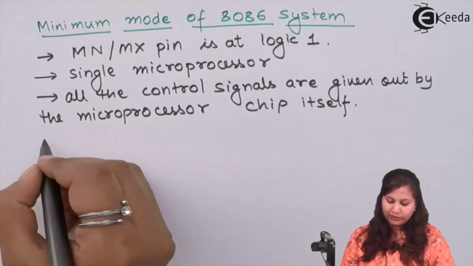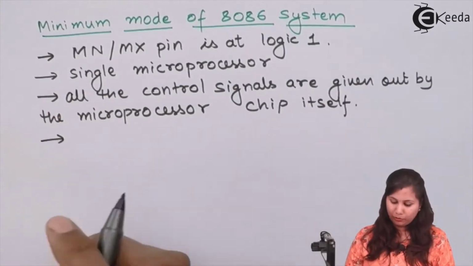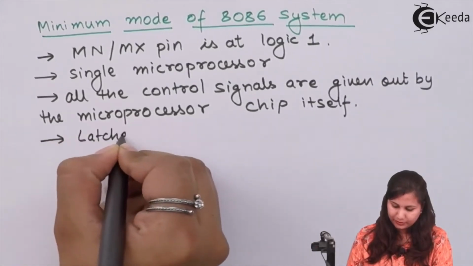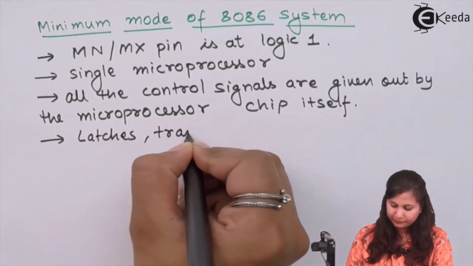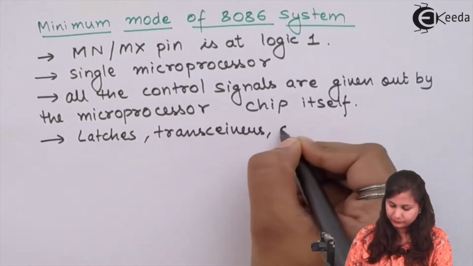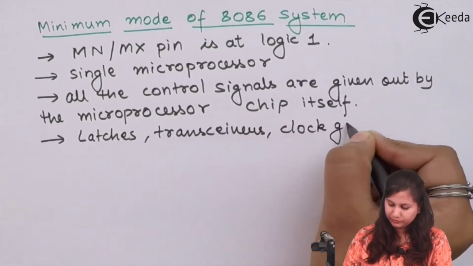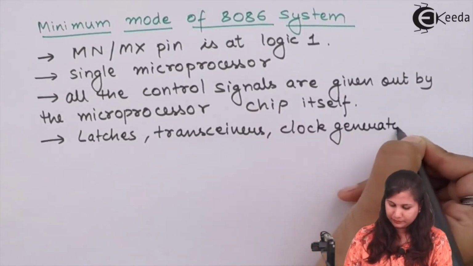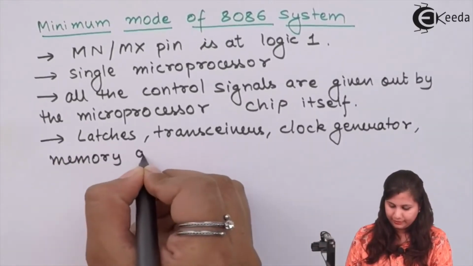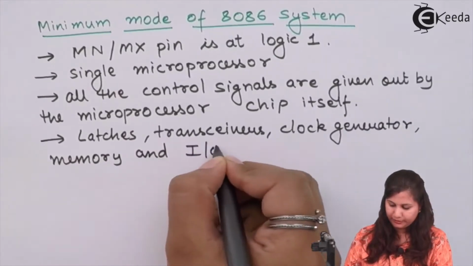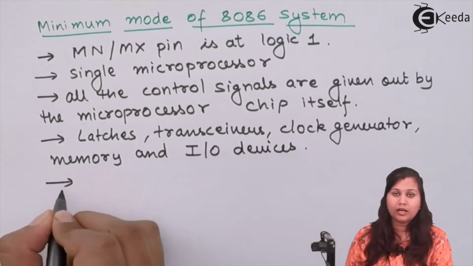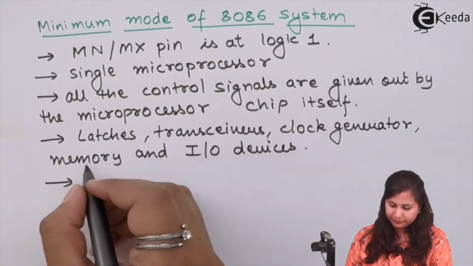So if we talk about the elements which are present in the minimum mode, we have latches, we have a trans receiver, clock generator, memory and input output devices. A chip select logic is also there.